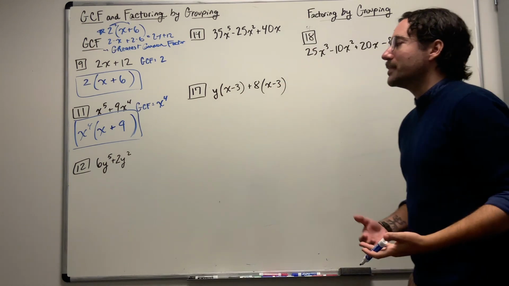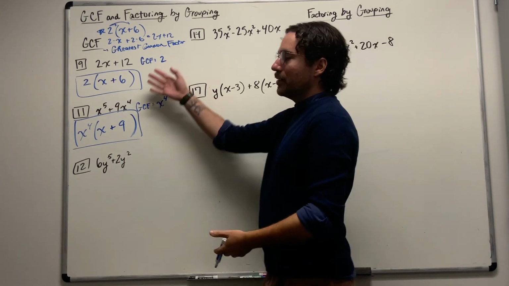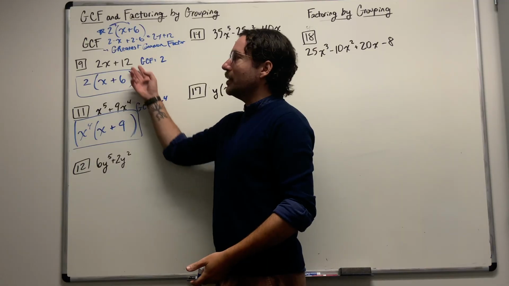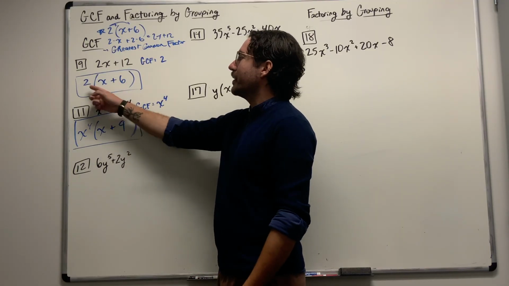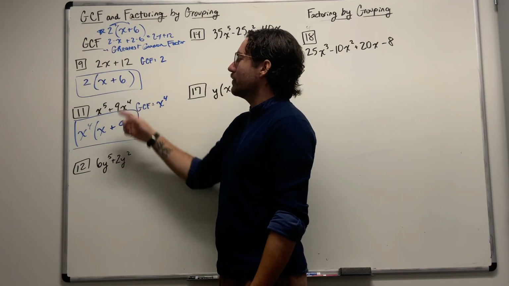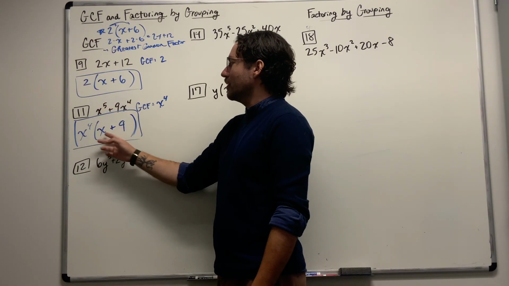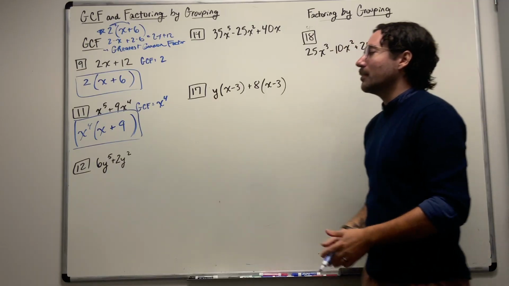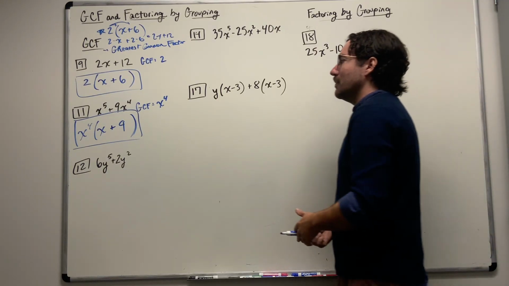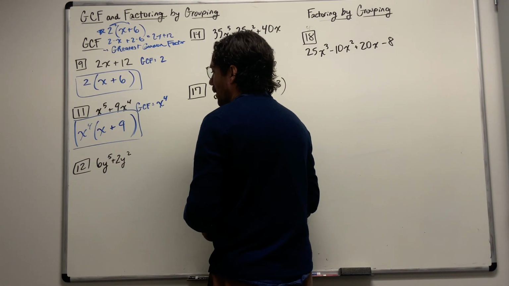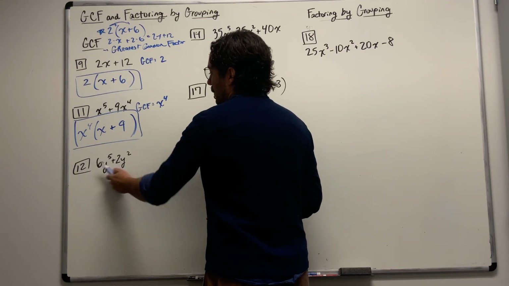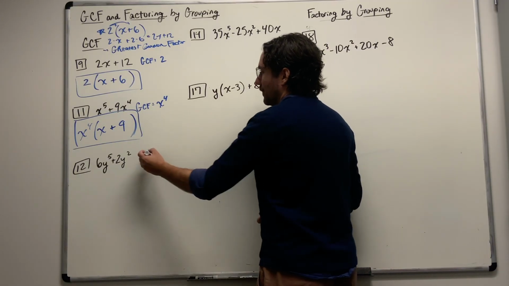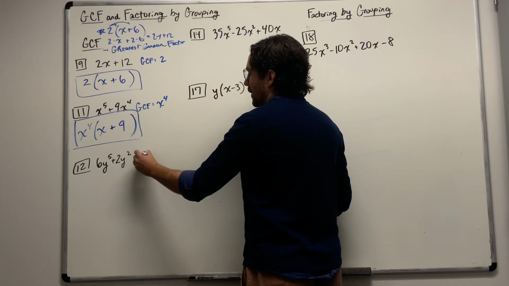So reverse distribution. And we can always check ourselves with these by redistributing and see if you get the initial thing back, like 2x plus 12, or x to the 5th plus 9x to the 4th power. You can always throw it back in and see if you get our initial problem back. So let's look at number 12. They both have multiple things going on. Let's try to determine the greatest common factor.